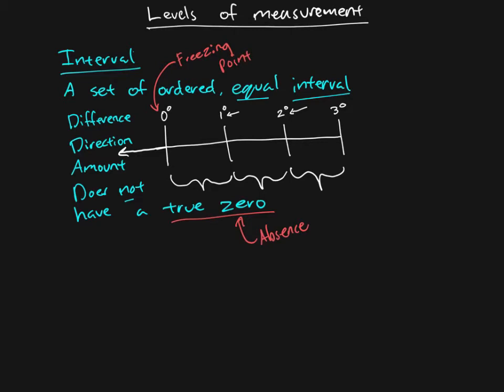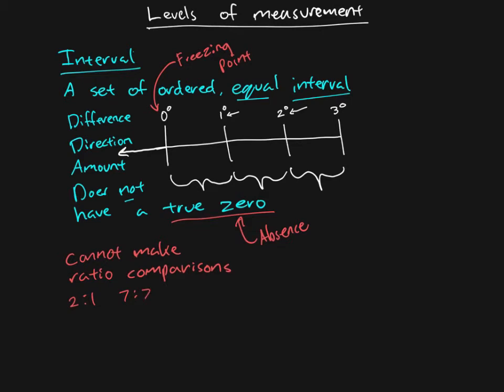So why this matters is because there is a certain thing you cannot do with an interval scale. With measurements taken with an interval scale, you cannot make what we might call ratio comparisons. Comparisons in terms of ratios. So ratios are things like where we say, oh, it's a 2-to-1 ratio, or it's a 7-to-2 ratio.